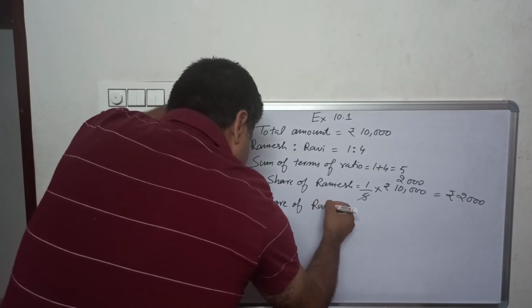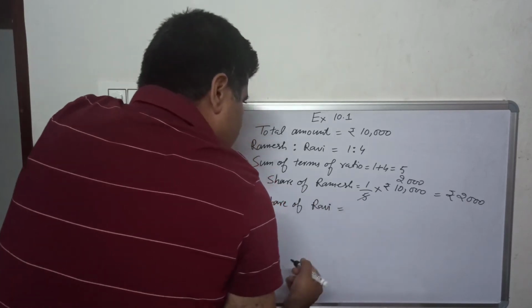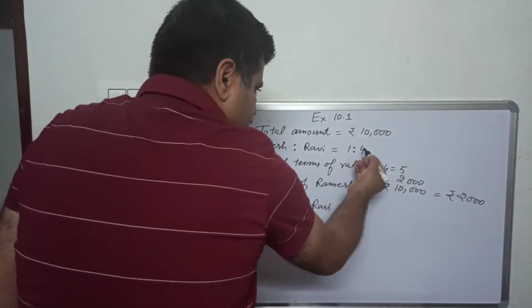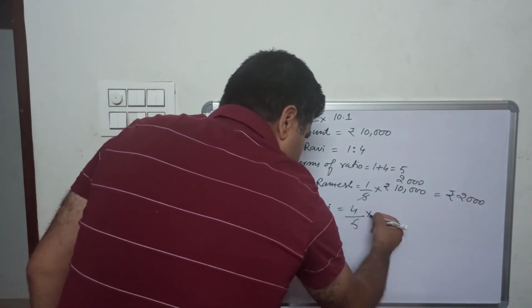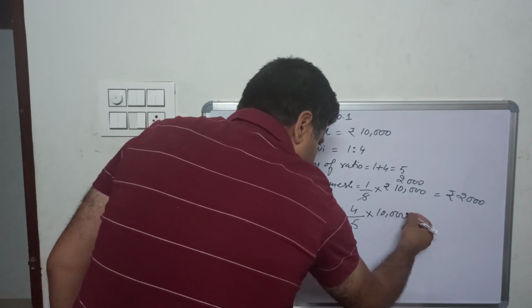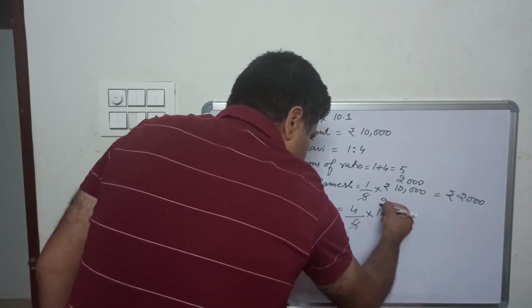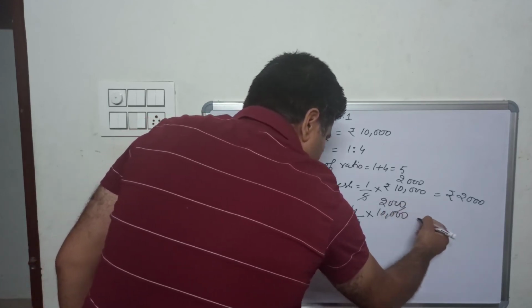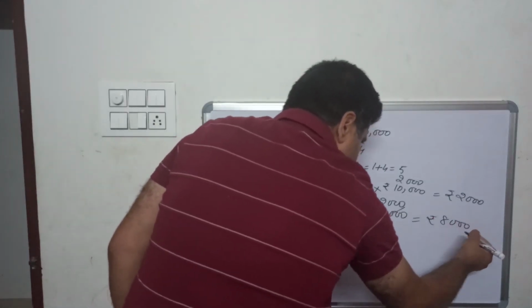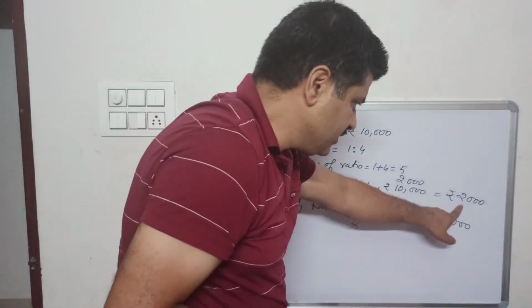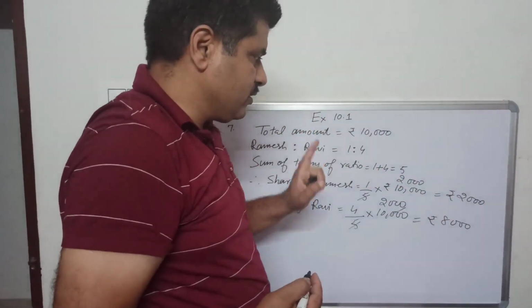Now let us find out share of Ravi, which is equal to 4 upon 5 multiply by 10,000. Cancel it out, and 4 2s are 8. So it is coming out to be rupees 8,000. If you add these two, it should come out to be 10,000.